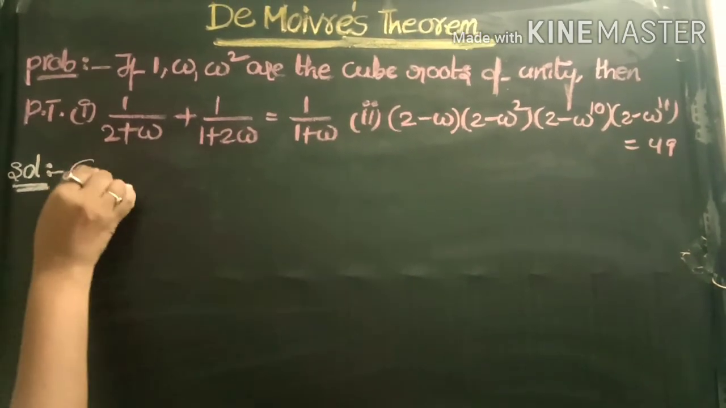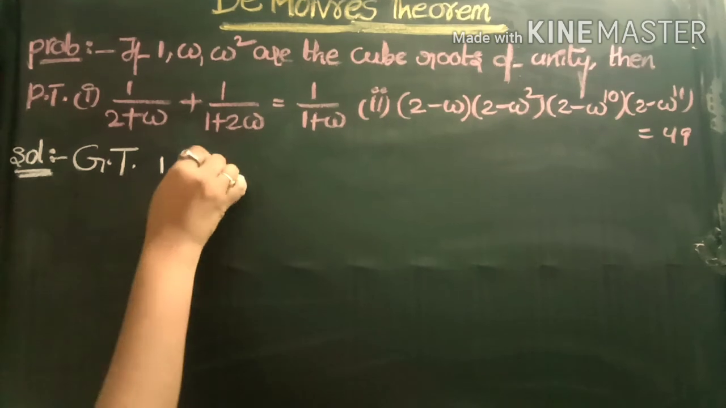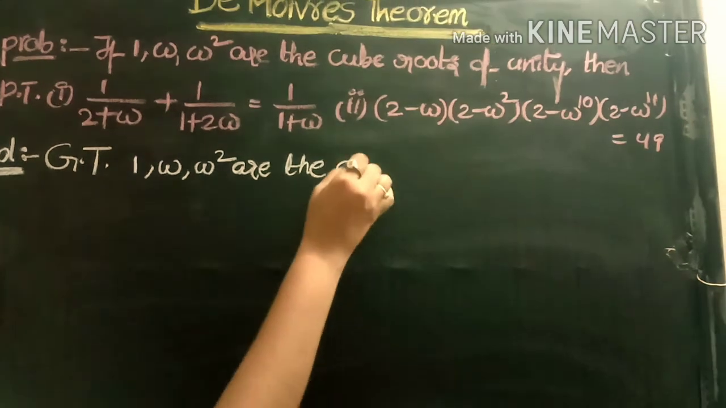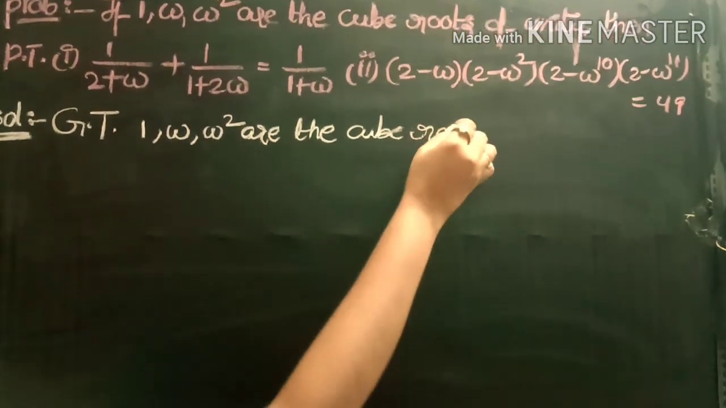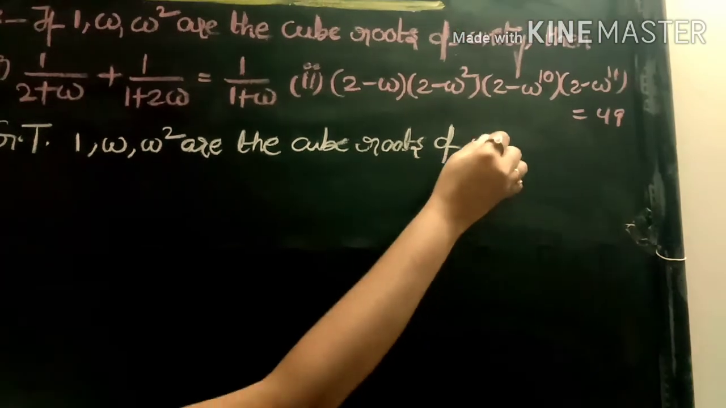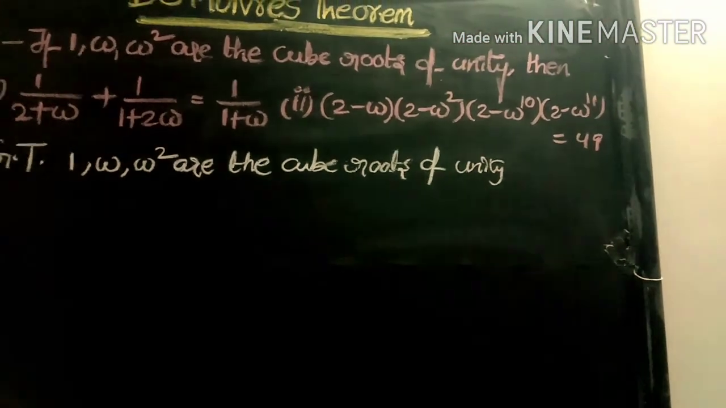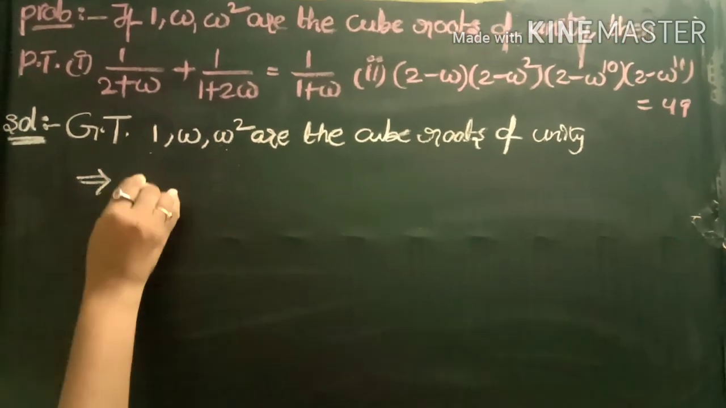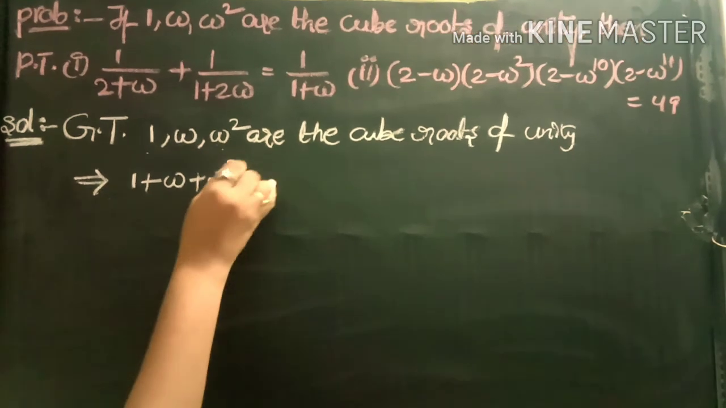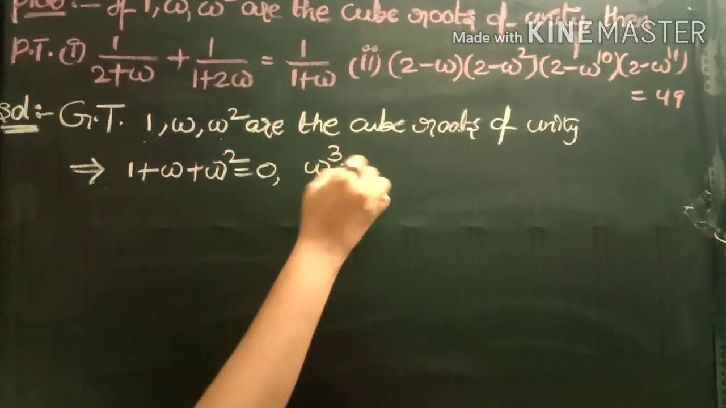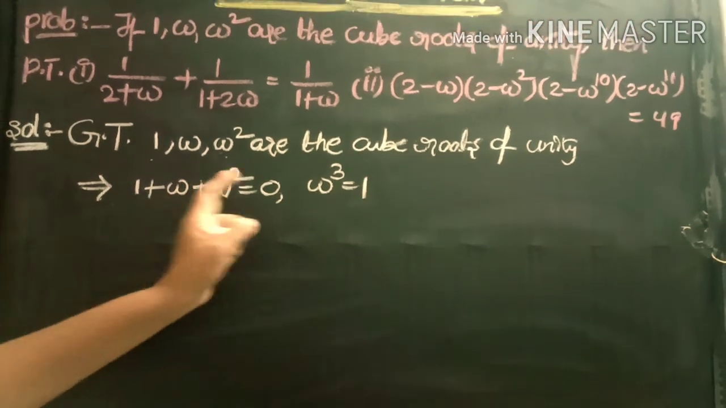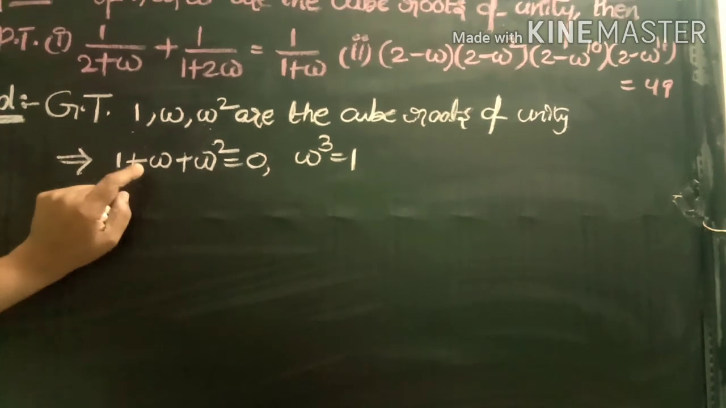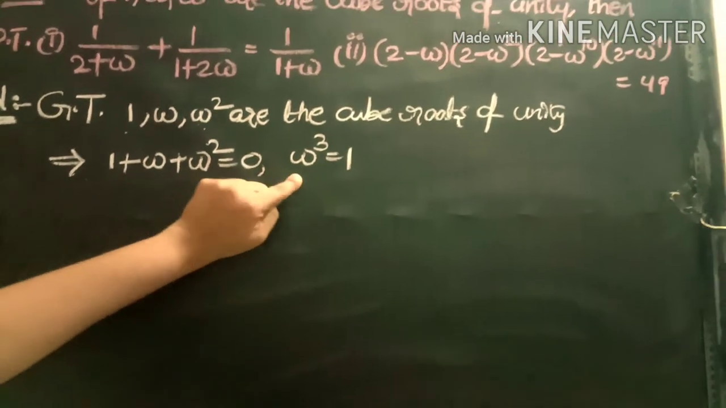So first we are taking the given condition: 1, omega, omega square are the cube roots of unity. So what are the formulas related to these three values? The first formula is 1 plus omega plus omega square is equal to 0, and the second formula is omega cube is equal to 1. These are the most important formulas which are used in the problems.